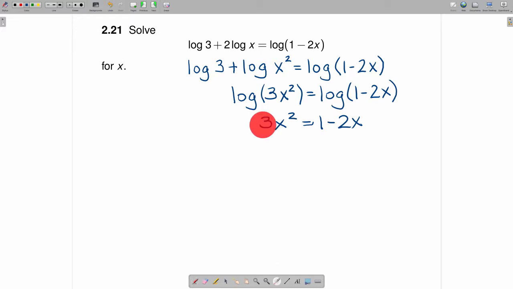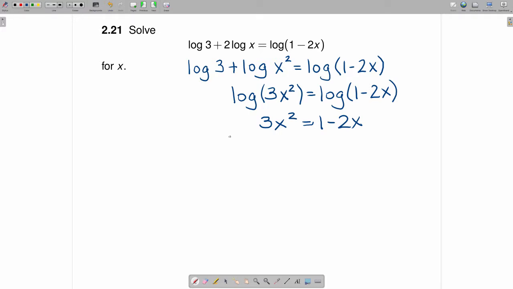This right here can be recognized as a quadratic equation. What we'd like to do is get a 0 on the right-hand side. And so in order to do that, we want to subtract 1 minus 2x from both sides of the equation.